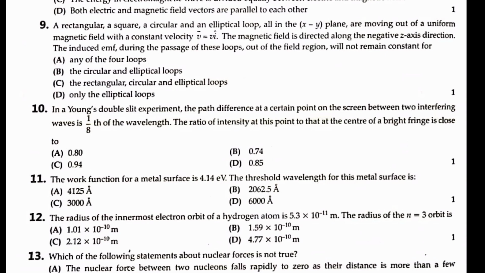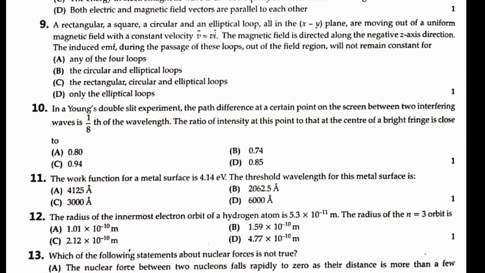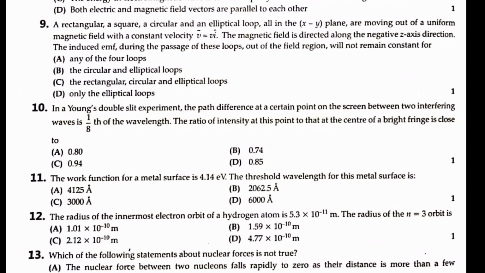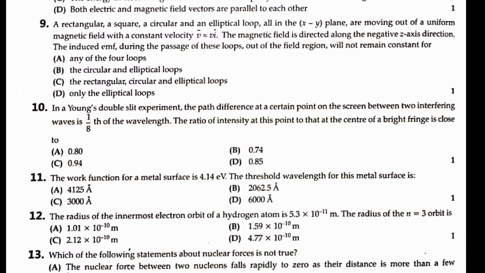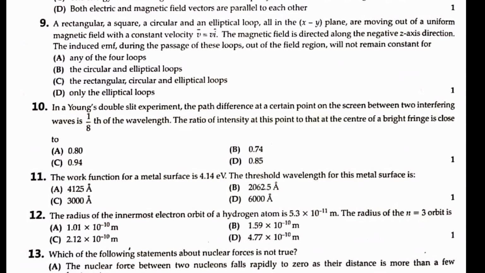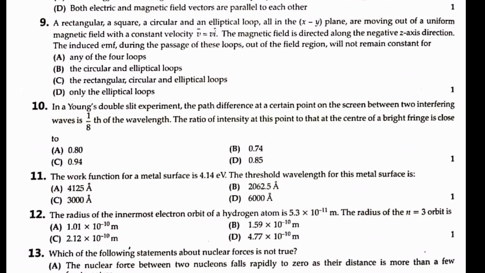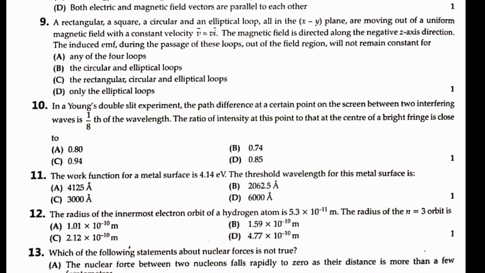The question is: the radius of the innermost electron orbit of a hydrogen atom is 5.3 into 10 raised to minus 11 meter. The radius of the n equal to 3 orbit is dash. The options are: option A 1.01 into 10 raised to minus 10 meter, option B 1.59 into 10 raised to minus 10 meter, option C 2.12 into 10 raised to minus 10 meter, and option D 4.77 into 10 raised to minus 10 meter.